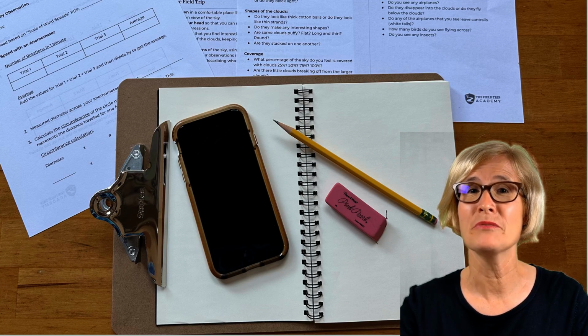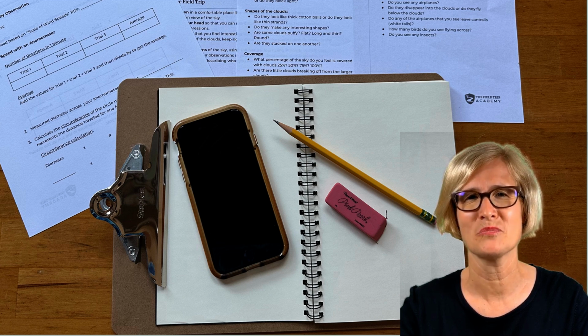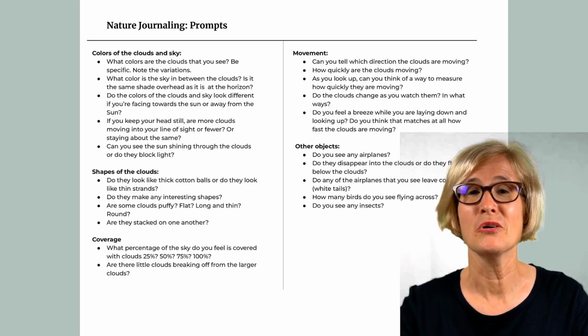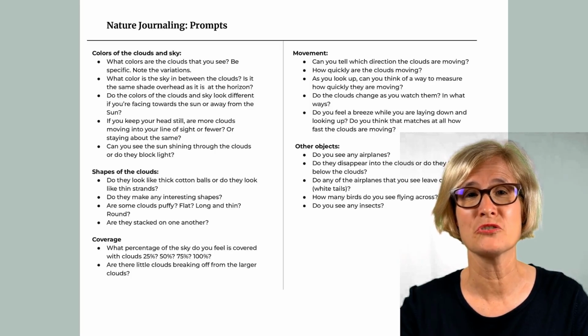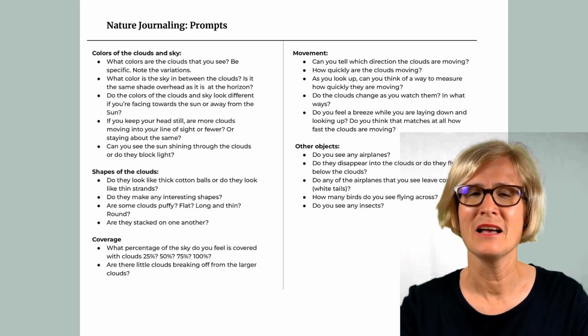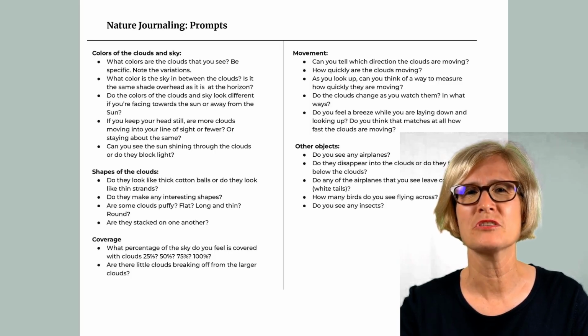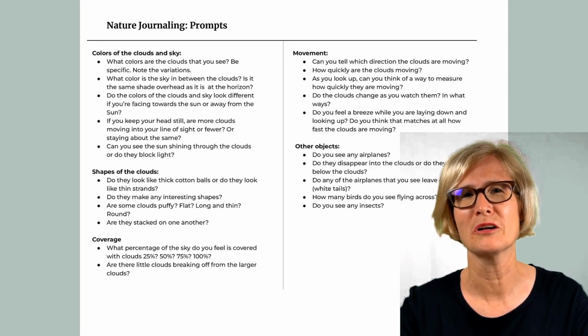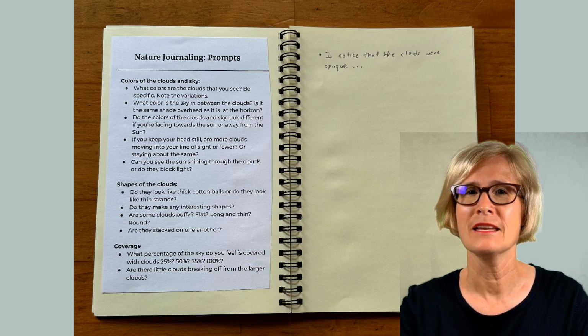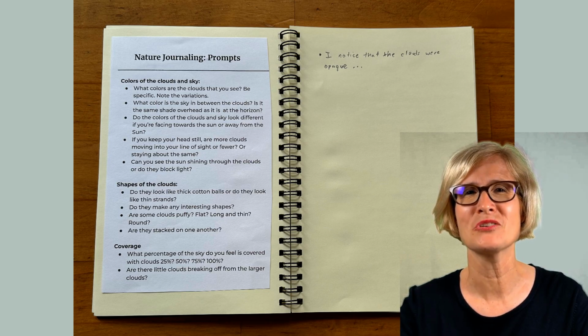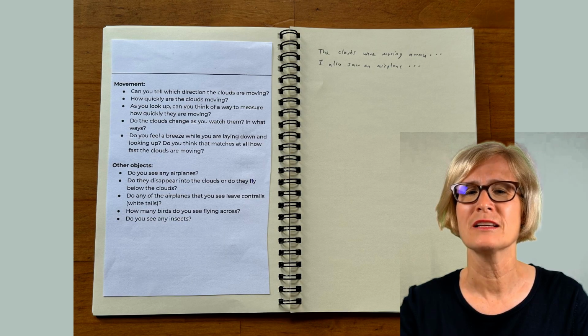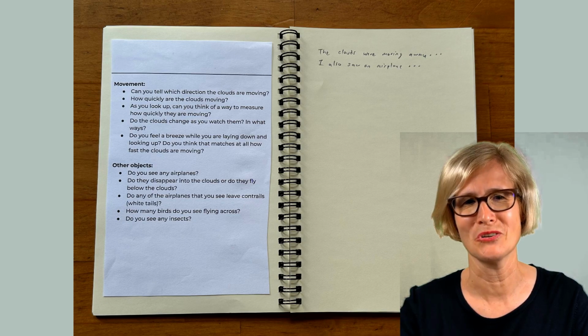First, you want to gather up a few materials before you go. These will include a nature journal, a clipboard if you need a hard surface, pencil, eraser, and a smartphone. And you're going to want to download the Nature Journaling Prompts PDF. The prompts are helpful in jump-starting your thinking as you look up at the sky. Now, if you want to include them in your nature journal, you can print them out, trim the edges, and then insert them directly into your journal.